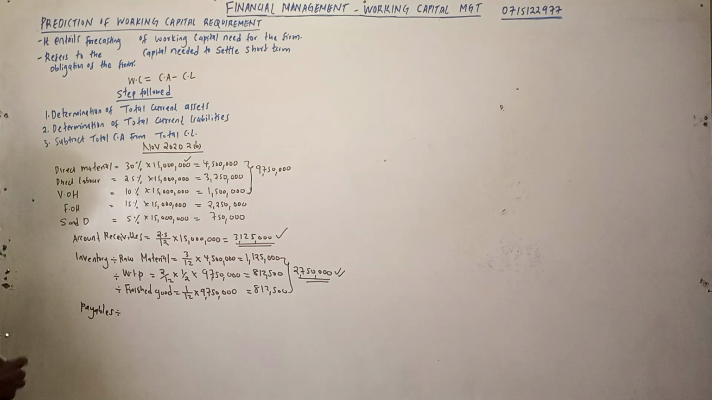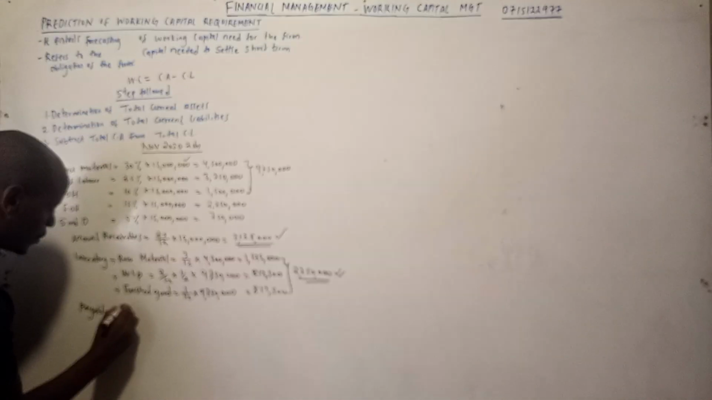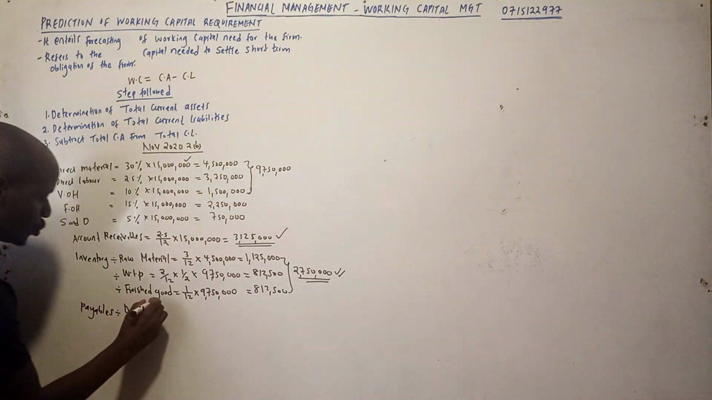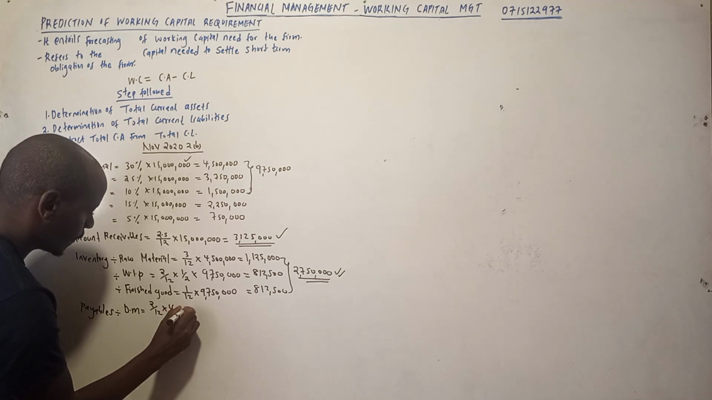Payables. Now, there are several payables. The first one is direct material. Direct material, they tell us, is 2 months. So 2/12, that's direct material 4,500.